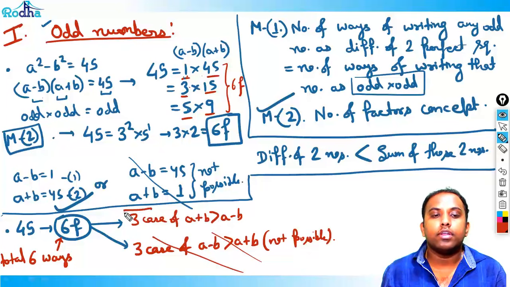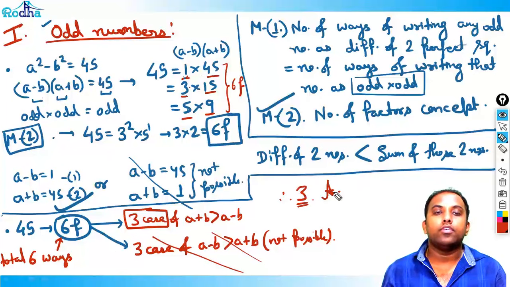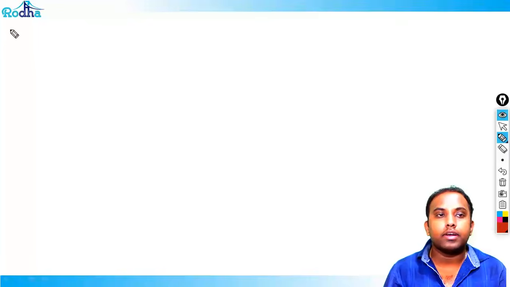So what is our answer? Only 3. Therefore 3 is the answer for this question: in how many ways can 45 be expressed as a difference of two perfect squares? 3 ways. Now I hope you got this concept. Now let me discuss some questions here to make it clear.